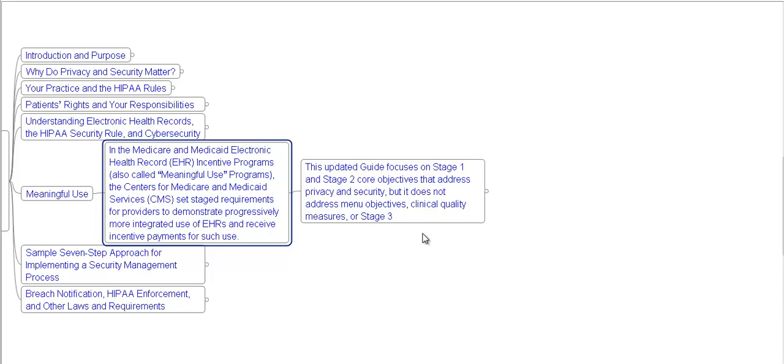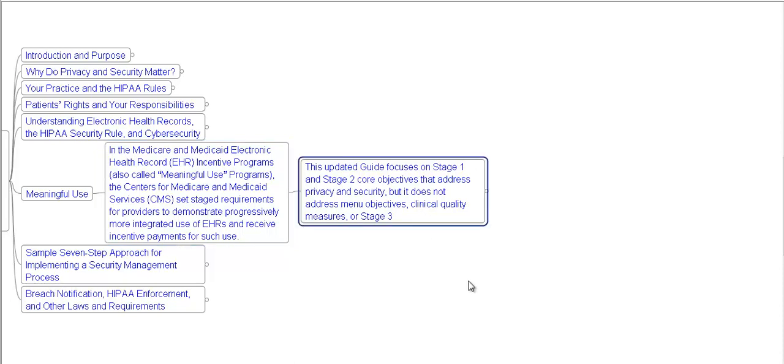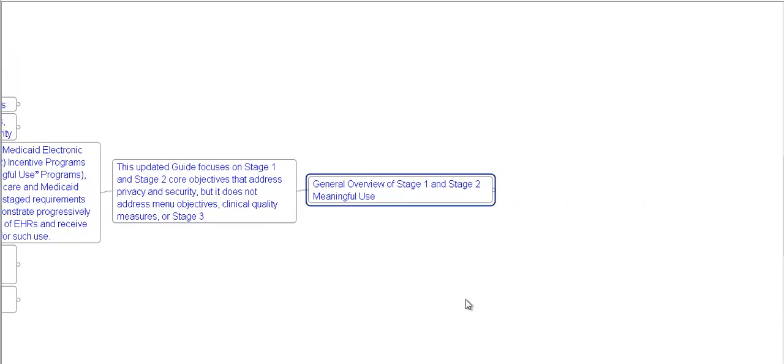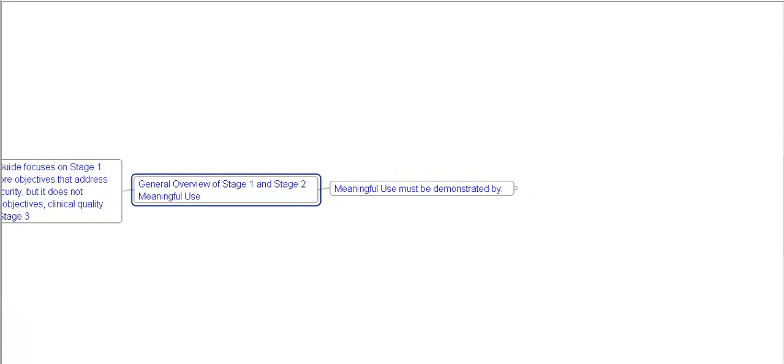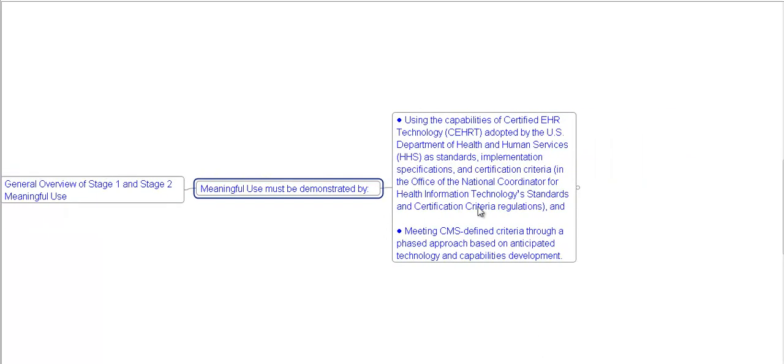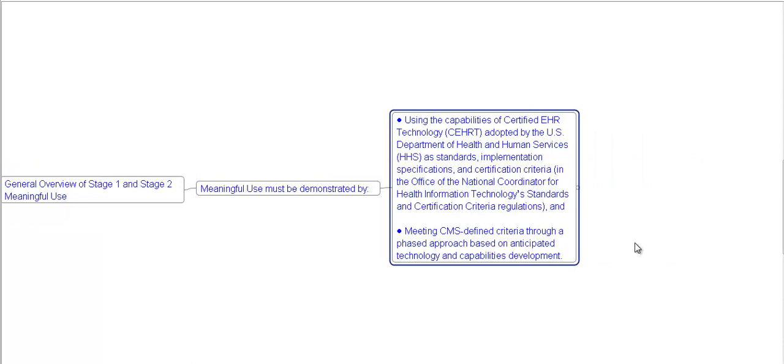This updated guide focus on stage 1 and stage 2 core objective that address privacy and security, but it does not address menu objectives, clinical quality measure, or stage 3. General overview of stage 1 and stage 2 meaningful use. Meaningful use must be demonstrated by using the capabilities of certified EHR technology.